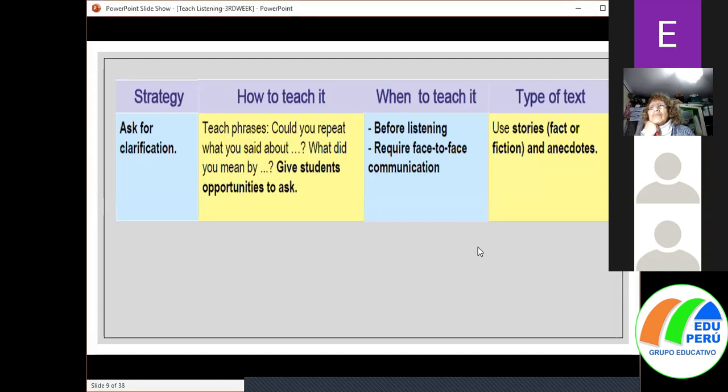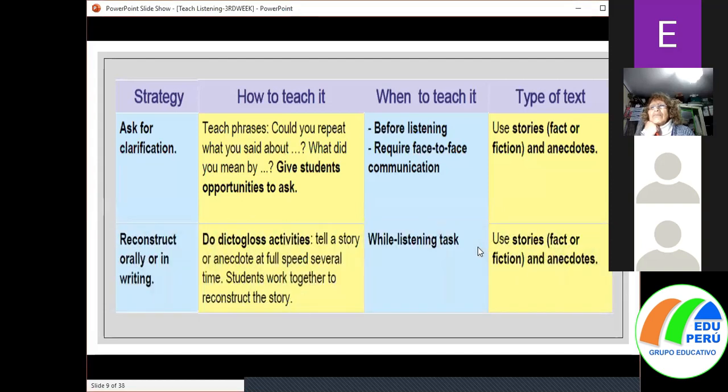Now, here we have to continue with the other: reconstruct orally or in writing. Do dictogloss activities. So what are dictogloss activities? Tell a story or anecdote at full speed several times. Students work together to reconstruct the story. This is one idea, one example. This is, I think, for the most advanced level students, a complete story, but you could also use sentences, all right? Then I'm going to show you a video about this dictogloss.